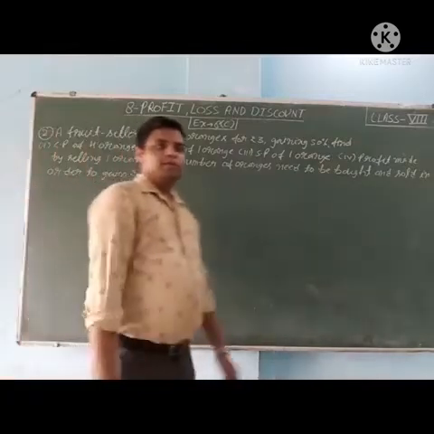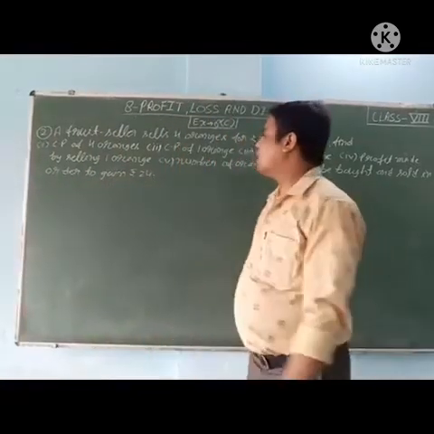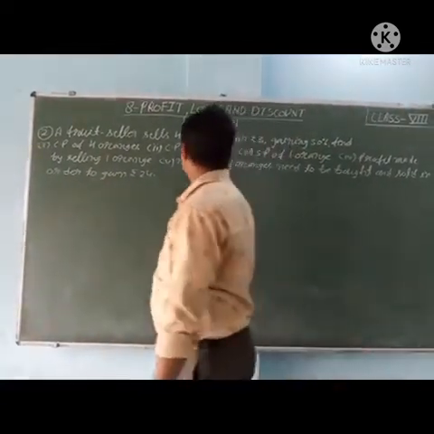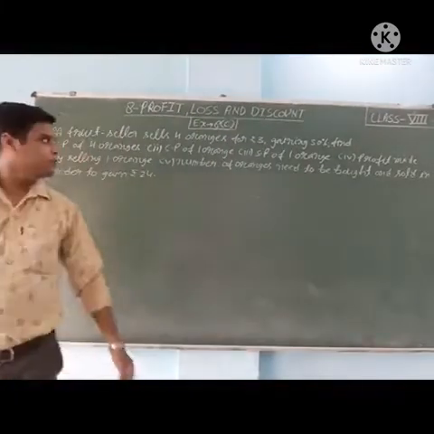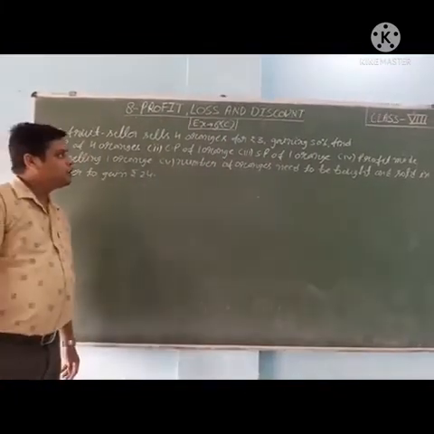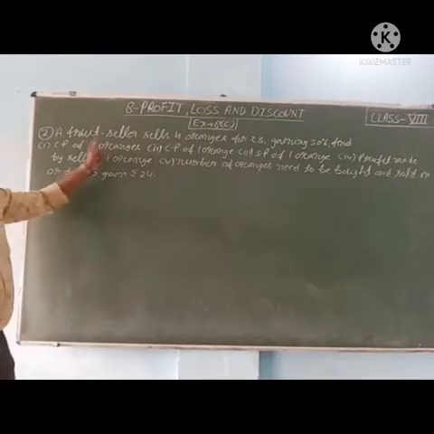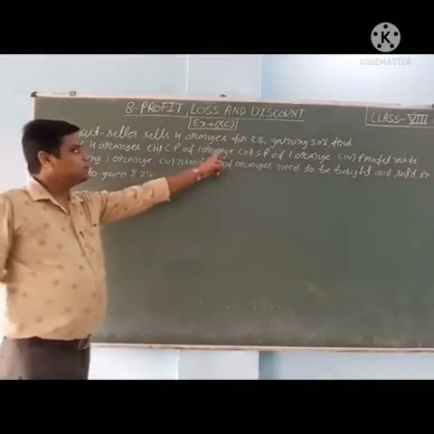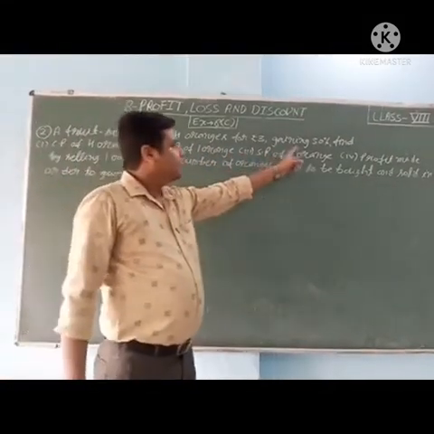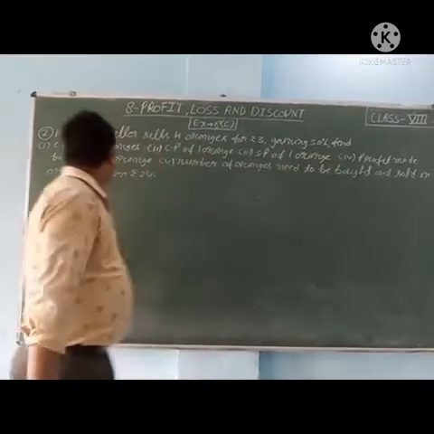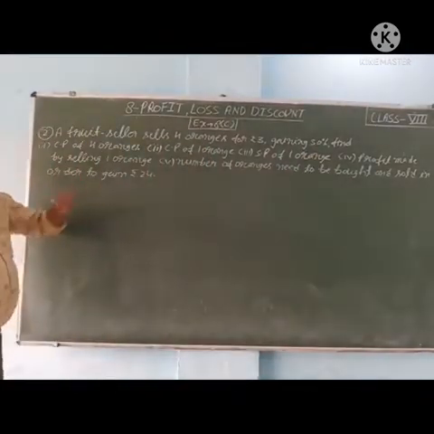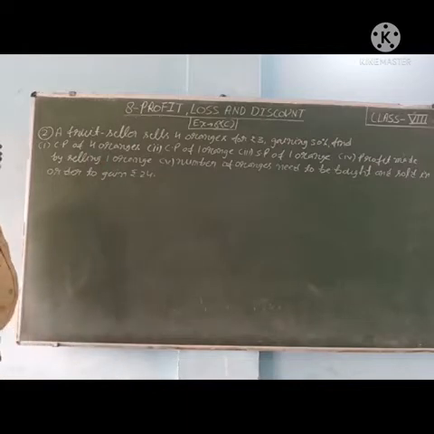Now students, the second sum: a fruit seller sells 4 oranges for ₹3, gaining 50%. So the selling price of 4 oranges is ₹3, gaining 50%. Find the CP of 4 oranges. Since the selling price of 4 oranges is given, we can find the CP of 4 oranges directly.